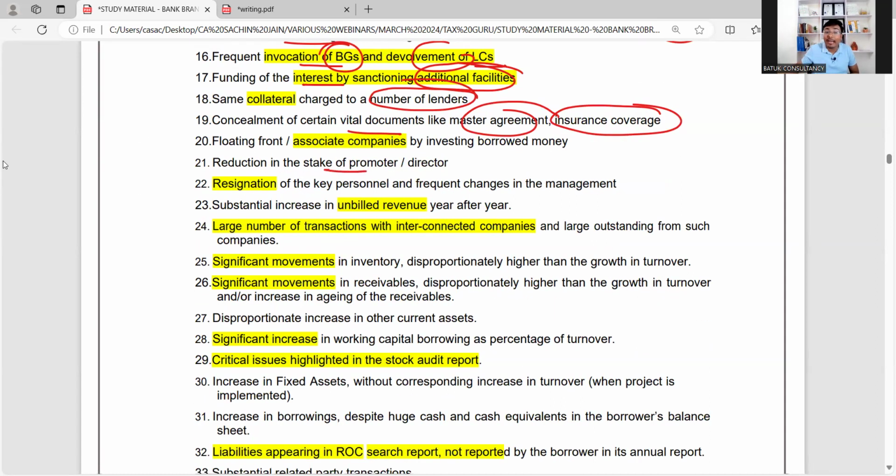Reduction in stake of promoter and director, resignation of the KMP, and frequent changes in the management. Because when you check the balance sheet of a corporate and you find certain additions of directors and certain deletions of directors frequently, in that case, there may be chances of certain things.